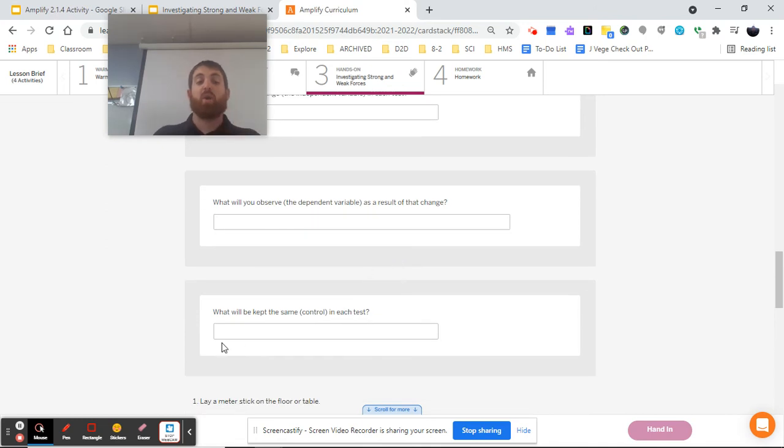And then last but not least, what are you going to keep the same as your control? So what things remain constant? What things don't change? What things do you need to stay the same in the lab so you can get reliable results about your lid?